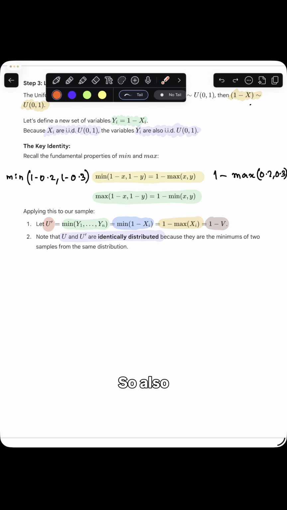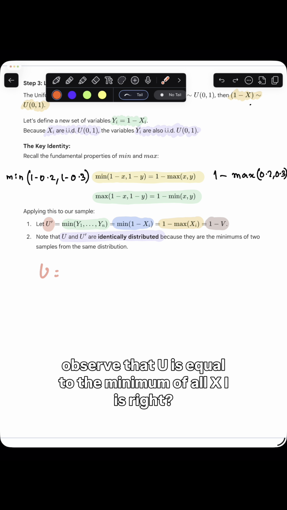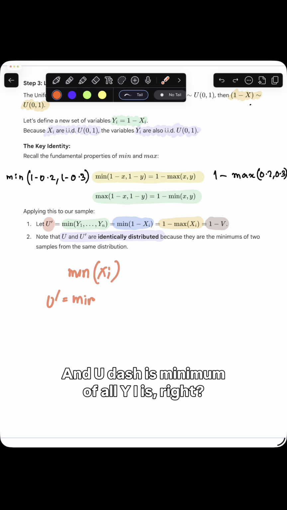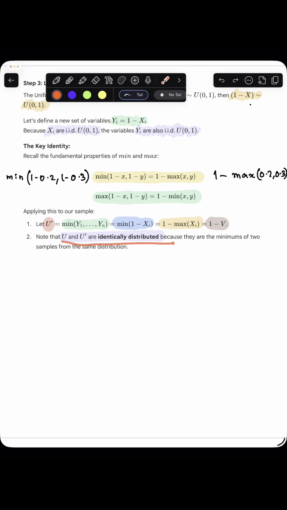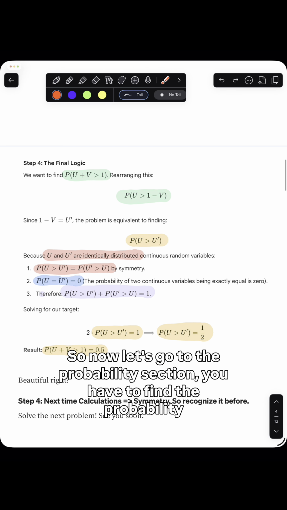Also observe that U is equal to the minimum of all Xi's, and U dash is the minimum of all Yi's. And since the Xi's and Yi's are all identically distributed, U and U dash are also identically distributed. Beautiful, right? So now let's go to the probability section.